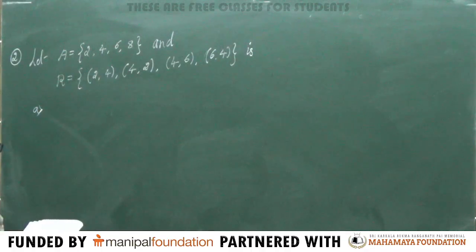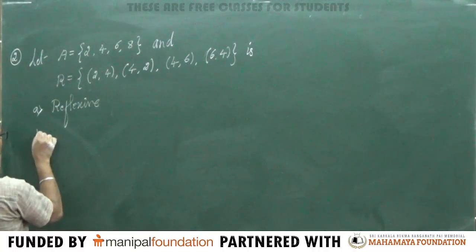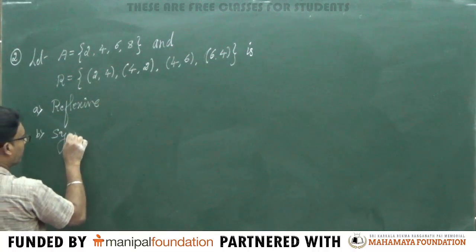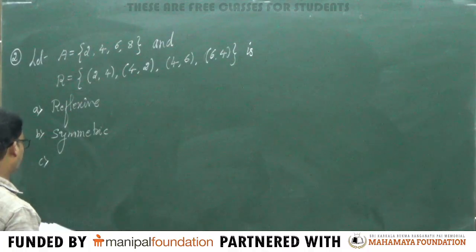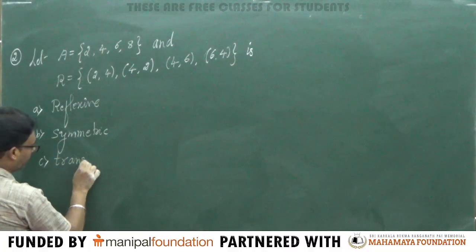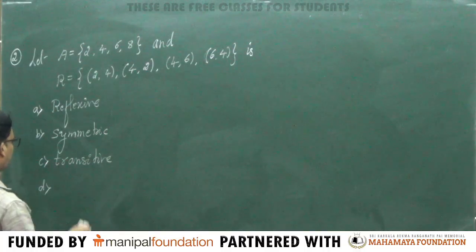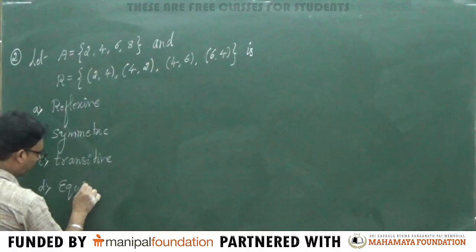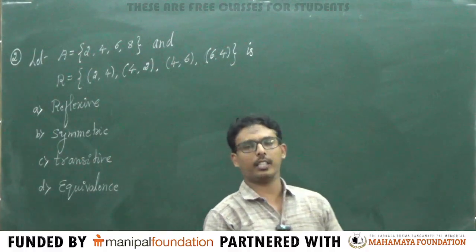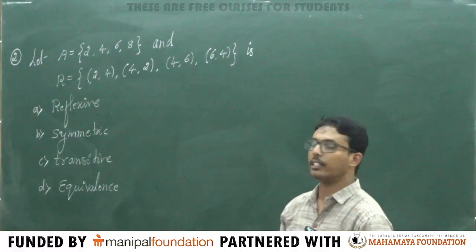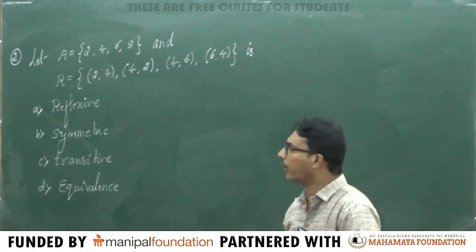Is it option A, reflexive, option B, symmetric, option C, transitive, or option D, equivalence? So they are defining the relation R on the set A containing the elements 2, 4, 6, 8. We have to check whether the relation R is reflexive or not, symmetric or not, transitive or not, equivalence relation or not.